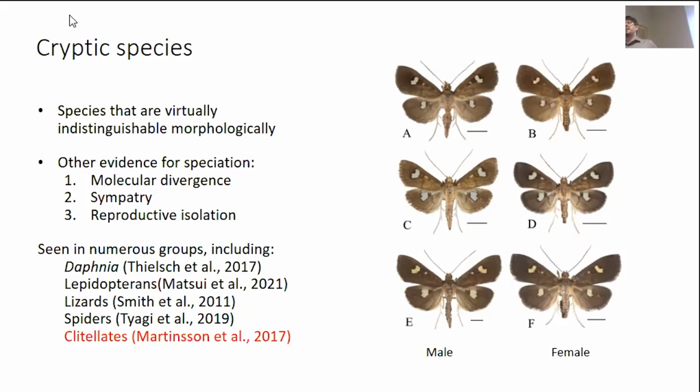So how do we get around this problem where we have organisms that are just really similar? We can use other evidence for speciation. We can look at molecular divergence, see how separated they are using branch lengths. We could look at sympatry, whether these species occupy the same exact area at the same time, and we can check to see if they are reproductively isolated. Cryptic species are probably seen in just about every genus, every family, every phylum. Some of the common ones are Daphnia, lepidopterans, so butterflies and moths, lizards, spiders, and of course clitellates, which we're going to be talking about right now.